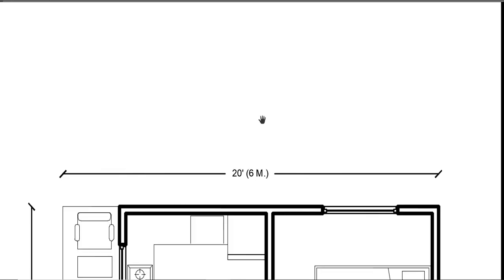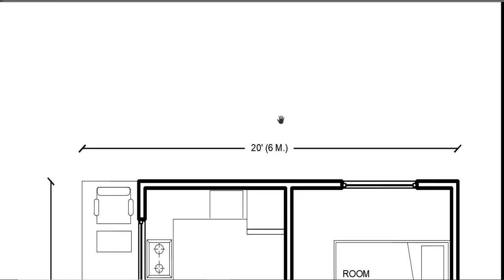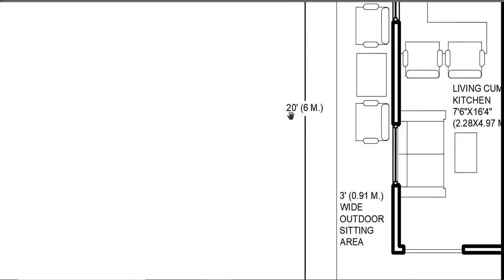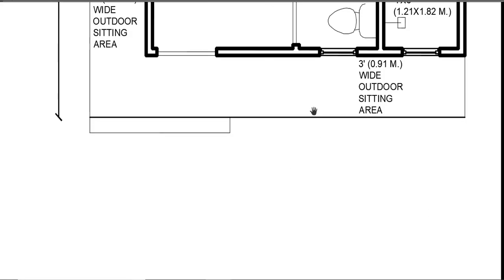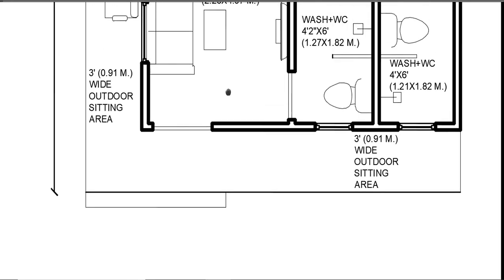This is the floor plan of this house. The total area I have taken is width 20 feet, in meter 6 meter, and the length is 20 feet, in meter 6 meter. On the front we have a 3 feet wide, in meter 0.91 meter wide, outdoor sitting area here and also a sliding door here. After that we'll go inside.